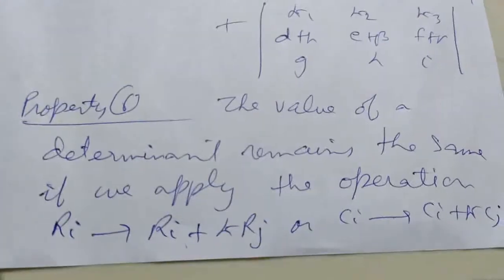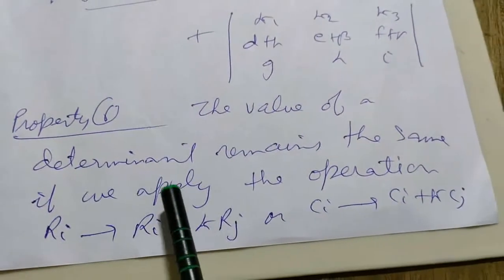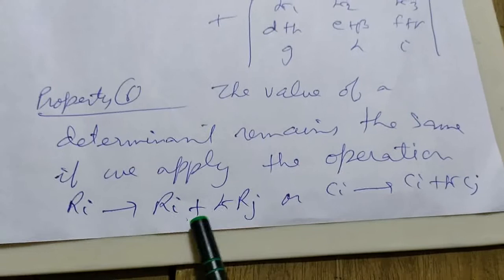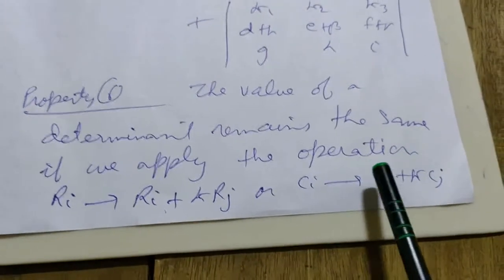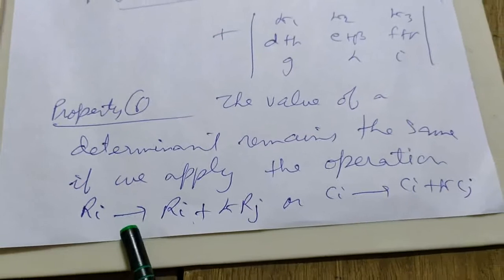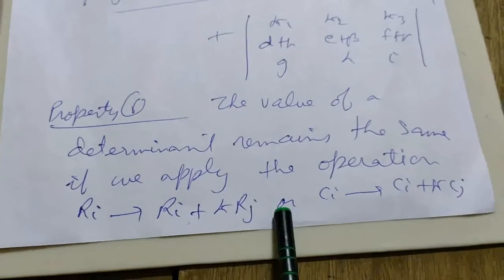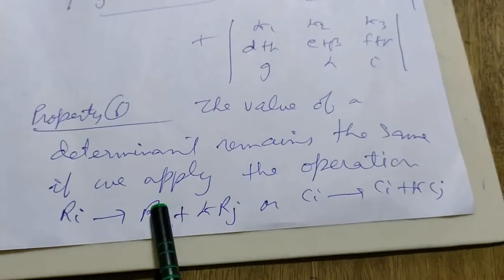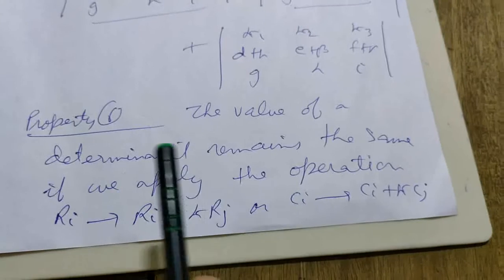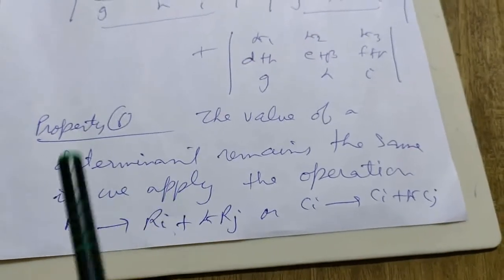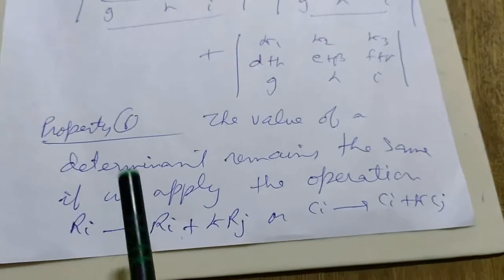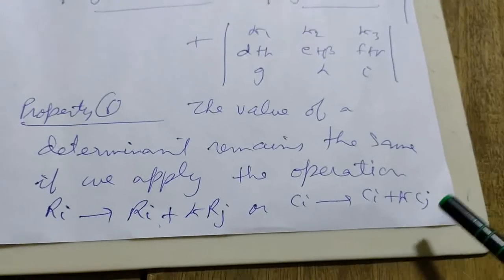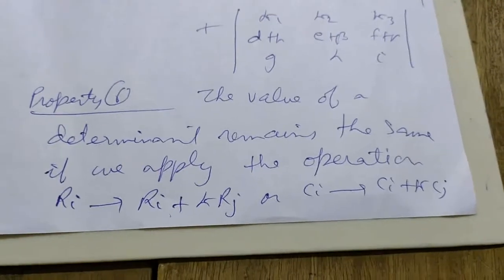Now we go for property number 6. The value of a determinant remains the same if we apply the operation Ri becomes Ri plus k Rj, or Ci becomes Ci plus k Cj. That means when to any row we add the other row or a multiple of the other row. Suppose in R1 we add R2, or a combination of R2 and R3, or in R1 we add 2 times or 3 times of R2, then also the value of the determinant will not change. Same will be the case with columns. So this is property number 6.